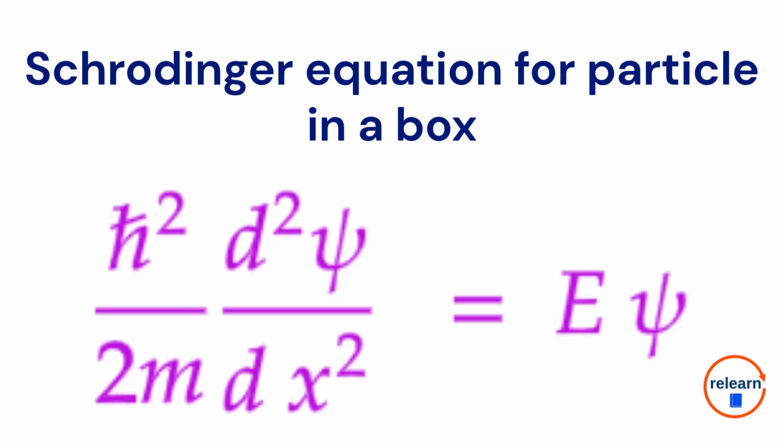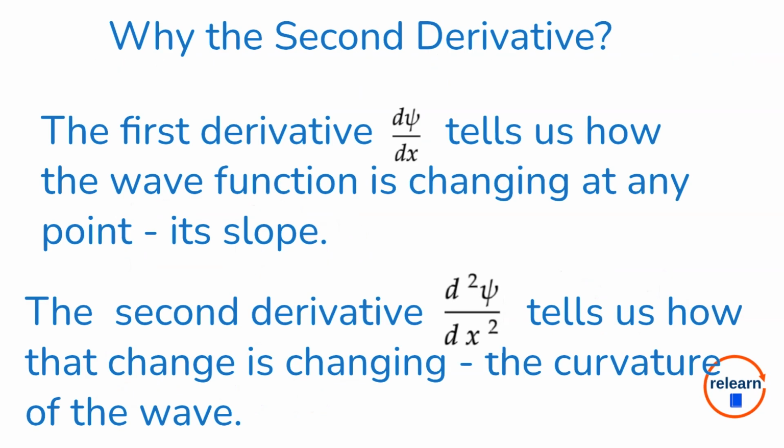Why the second derivative? The first derivative, d psi upon dx, tells us how the wave function is changing at any point, its slope. The second derivative, d²psi/dx², tells us how that change is changing, the curvature of the wave.